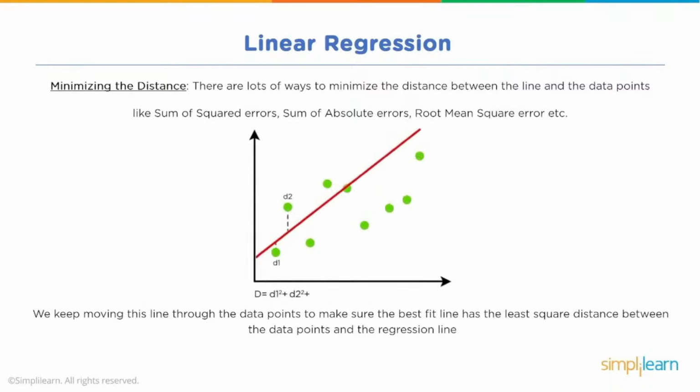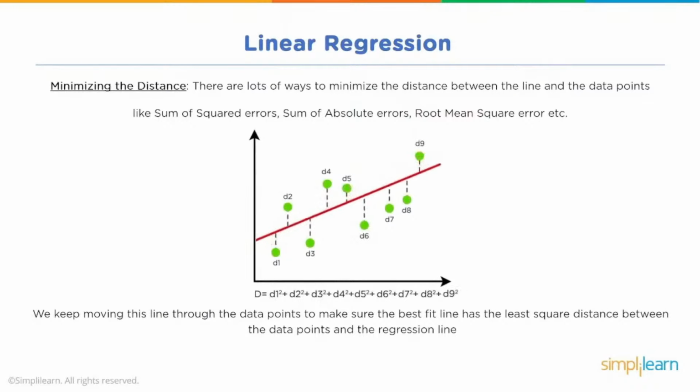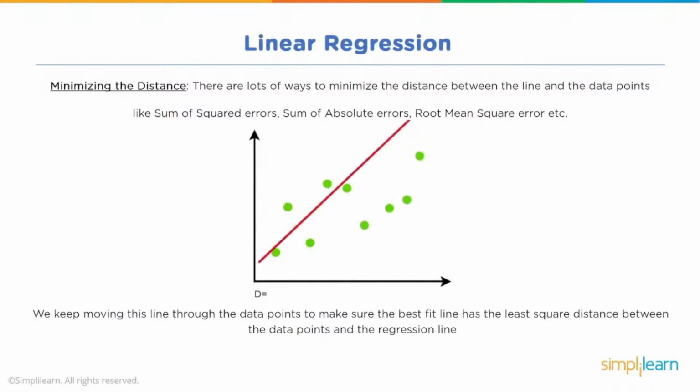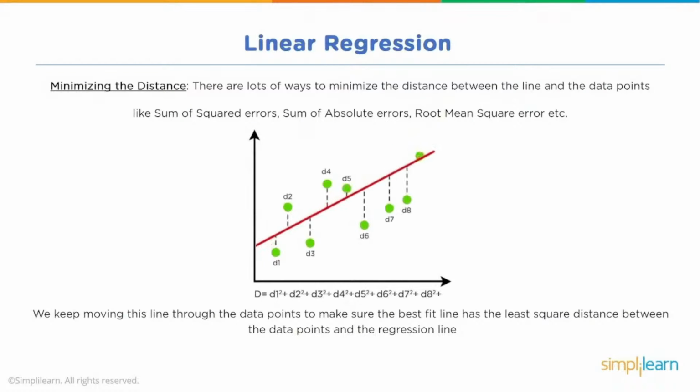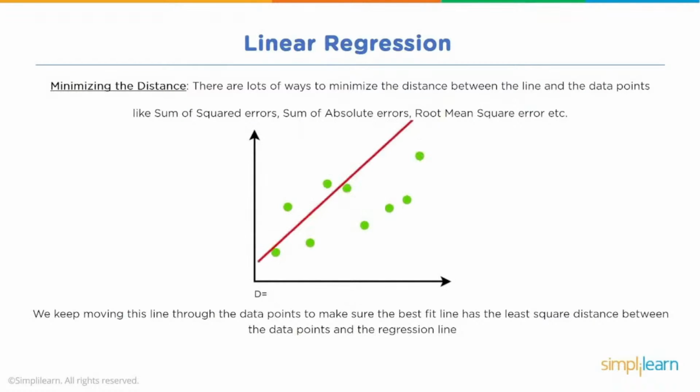sum of squared errors, sum of absolute errors, root mean square error, etc. We keep moving this line through the data points to make sure the best fit line has the least square distance between the data points and the regression line. So to recap, with a very simple linear regression model, we first figure out the formula of our line through the middle, and then we slowly adjust the line to minimize the error.